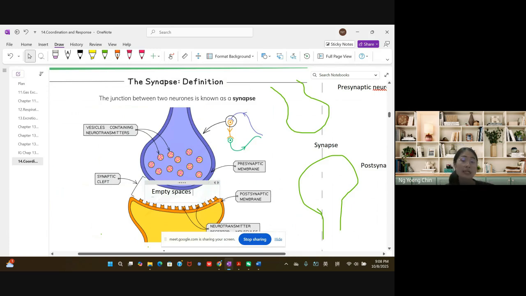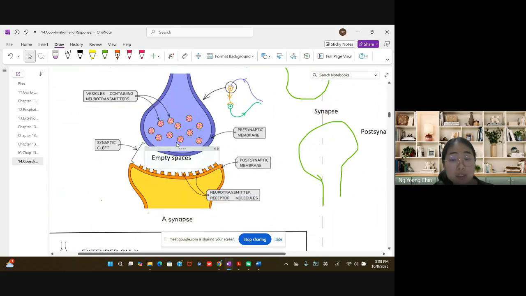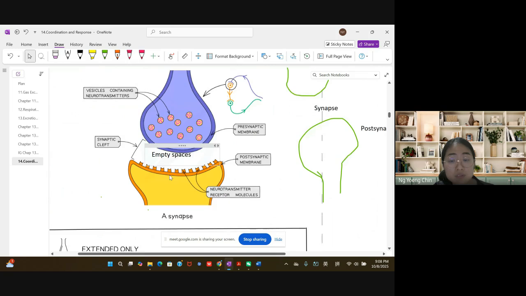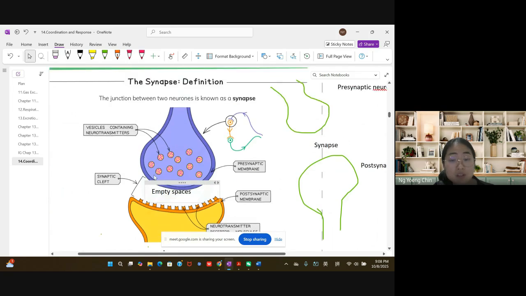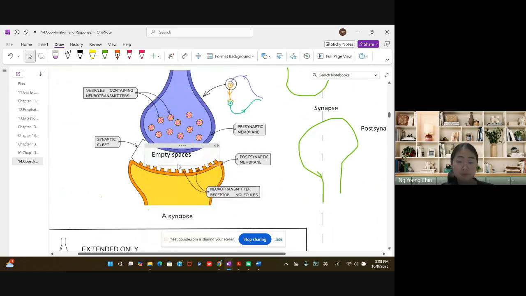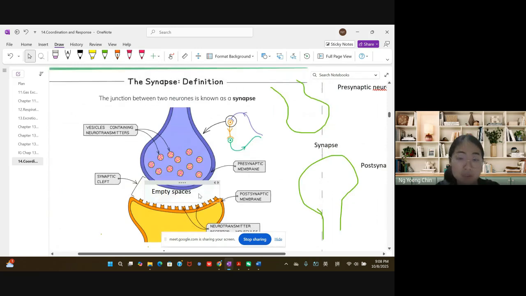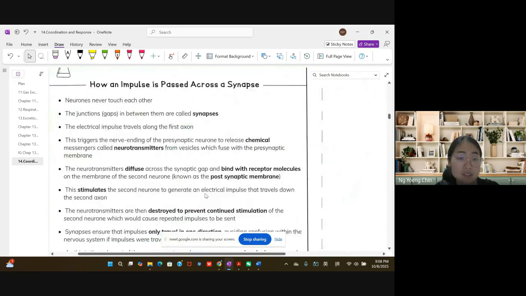Inside they don't have any kind of structure, but they only allow the vesicle containing the neurotransmitter to get to the receptor on the post-synaptic neuron. So this is the synapse. So how is the impulse passed across the synapse? Just like this way.